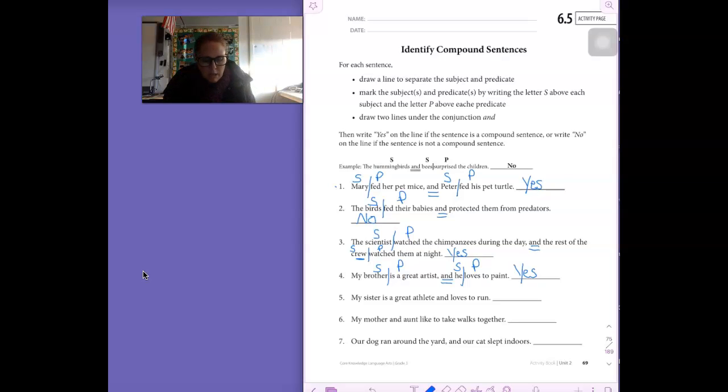Boys and girls, I want you to try numbers 5, 6, and 7 on your own. Look for that word and, decide if it's joining two separate ideas that can stand on their own, or if it's joining two nouns or two verbs. And then you can go from there.